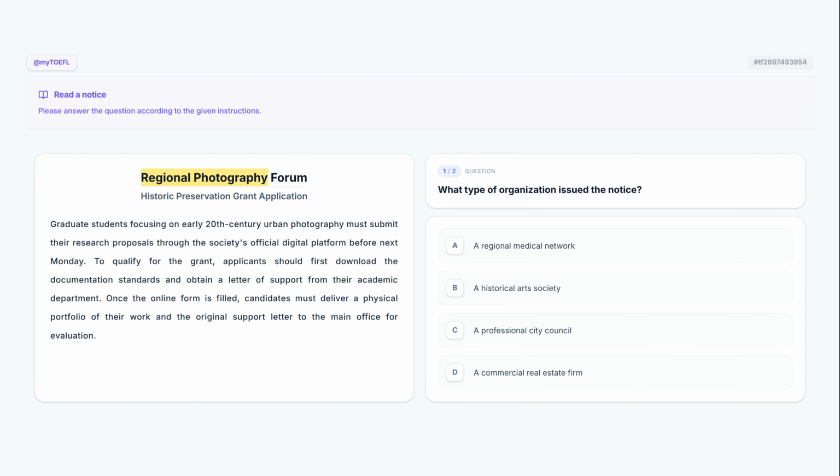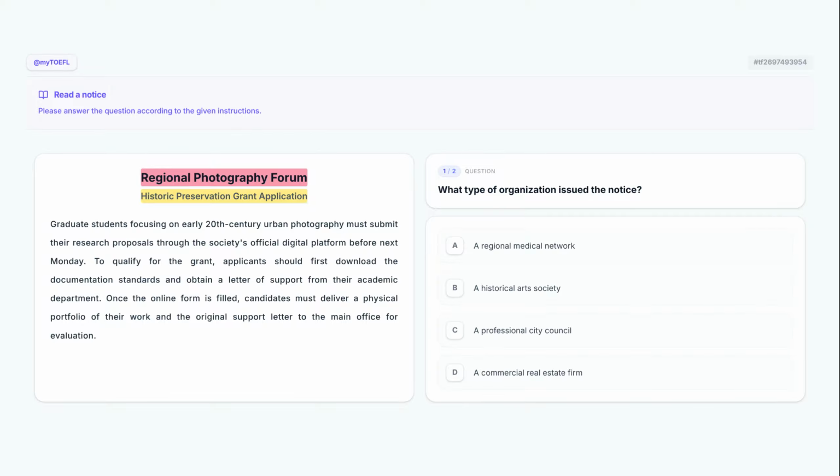Regional Photography Forum. The title Regional Photography Forum immediately prepares us for a context involving a specific artistic community. By identifying these keywords, we can mentally prepare for a text that likely discusses professional standards or opportunities within the field of photography. Historic Preservation Grant Application.